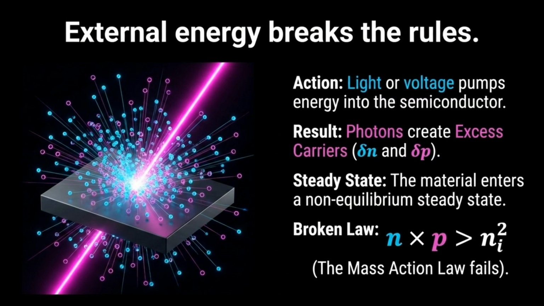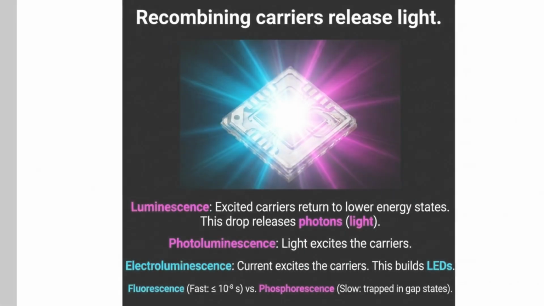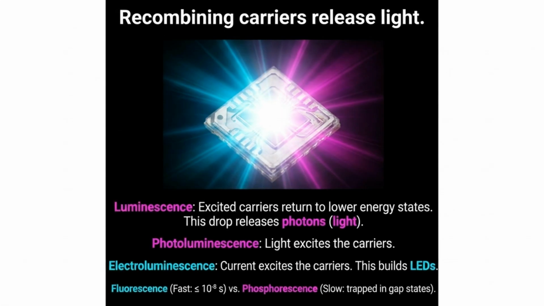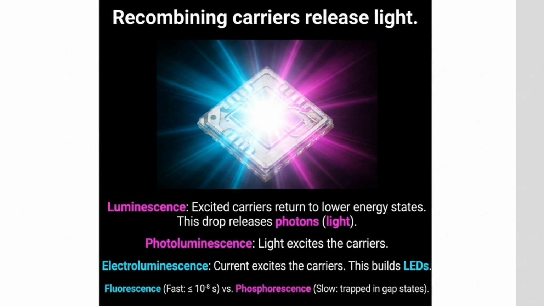When we introduce external energy like light or voltage, we break equilibrium and generate excess carriers, causing the mass action law to fail as the system enters a steady state. As excited carriers recombine, they release energy in the form of light. This process is known as luminescence and is the fundamental principle behind technologies like LEDs.